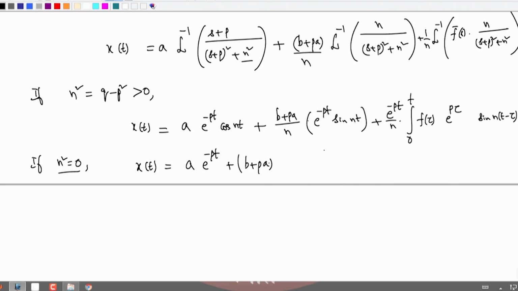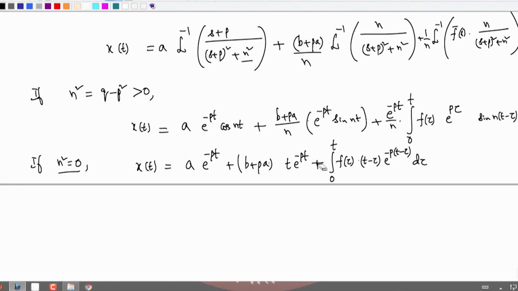L inverse of 1 by s plus p whole square when n equal to 0. So, that is t times, since 1 by s square is the Laplace transform of t, you multiply with e power minus pt. So, that is the Laplace transform of this, 1 by s plus p whole square, plus the Laplace inversion of f bar of s and 1 by s plus p whole square, that is simply the convolution of f and t into e power minus pt. So, f of tau times t minus tau times e power minus p t minus tau d tau.